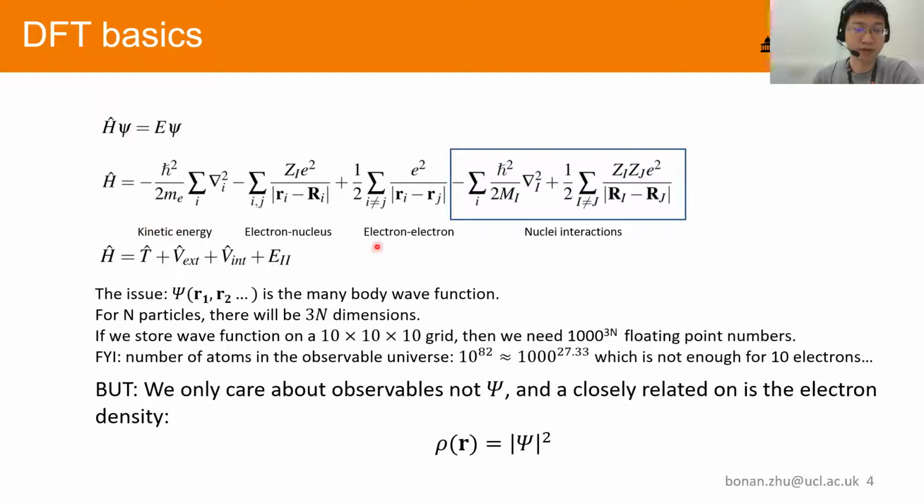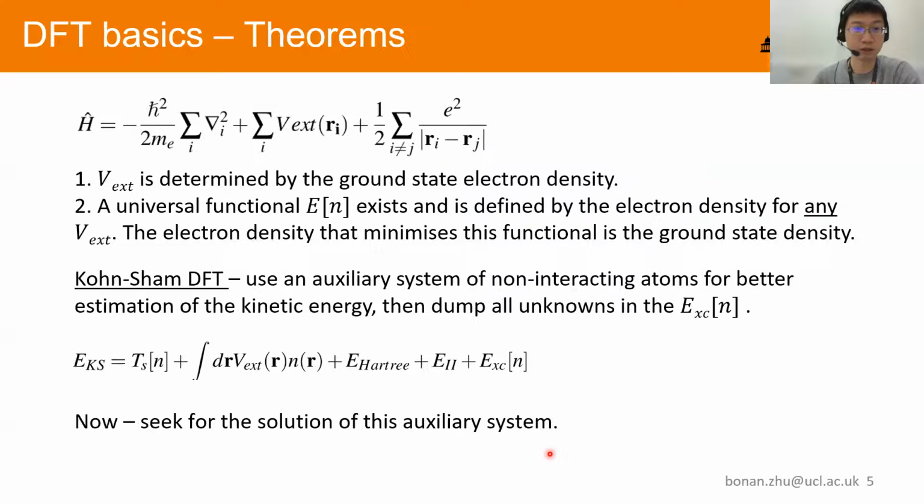And because this wave function is very complex and has multiple variables, it's very difficult to deal with directly. However, we're not actually interested in solving the full wave function. We just need to do science. We need to solve for the observables. And a closely related quantity to the wave function is the electron density, which only has a single variable. Well, 3, the x, y, z, or the Cartesian coordinates. So that's a much easier thing to deal with.